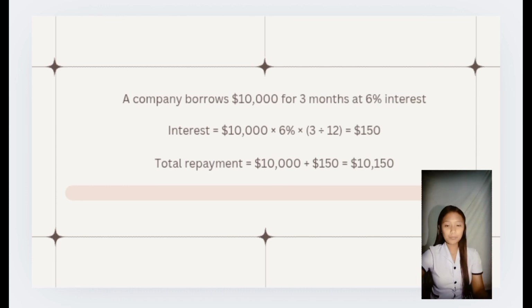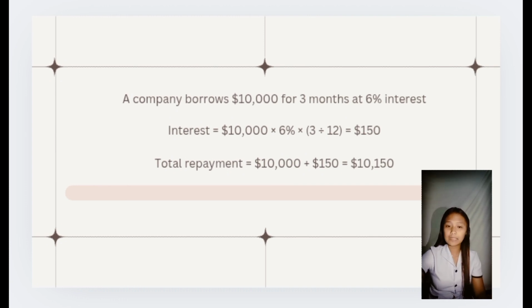So we have here an example. Let's break down a typical short-term note. A company borrows 10,000 at 6% interest for 3 months. Using the formula, interest equals principal times rate times time. So 10,000 times 6% times 3 divided by 12 equals 150 interest.